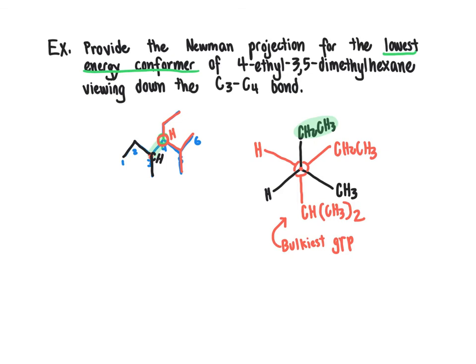The main thing here is, since we're asked to draw the lowest energy conformation, we have to have the 2 bulkiest groups. That is the bulkiest group bonded to the carbon that's the back one of the frame of reference, and the bulkiest group bonded to the carbon in the front 180 degrees apart. So it's going to put the isopropyl group that's bonded to the carbon in back in red, and the CH2CH3 group that's bonded to the carbon in front in black, 180 degrees away from one another.